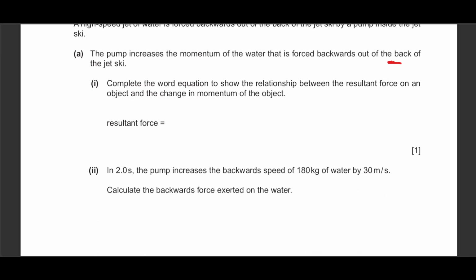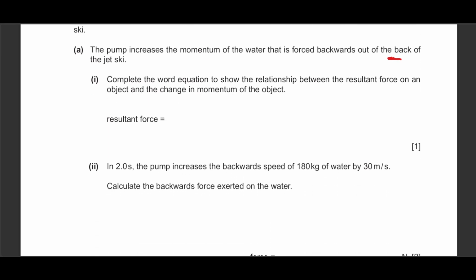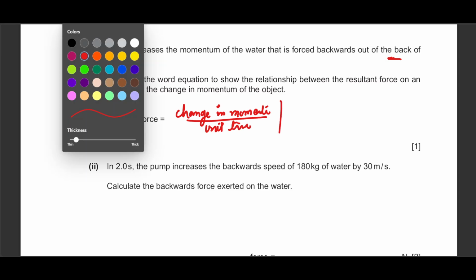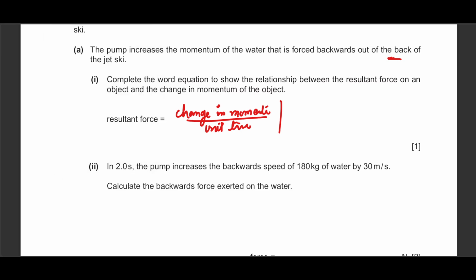Okay, so complete the word equation. Now, the word equation given in the marking scheme is increase in momentum, but I believe that you can easily use the change in momentum. So this would be change in momentum divided by the unit time or time taken, or as the marking scheme suggests, the definition is increase in momentum. Of course, you will write down the full words. I'm just skipping this through. Divided by the unit time.